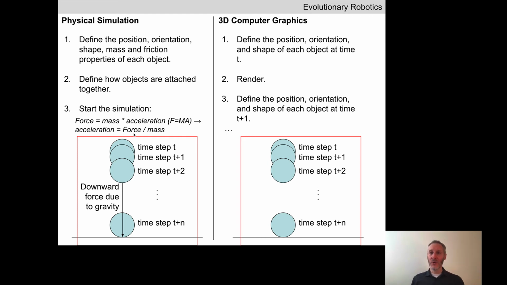So at every point in time, a physics engine computes all the forces acting on every object. And depending on what's happening in the virtual world at that time, there may be more or less or different forces acting on these objects. It integrates or combines all of those forces, divides those forces by the mass of the object, which gives it back the acceleration of that object.